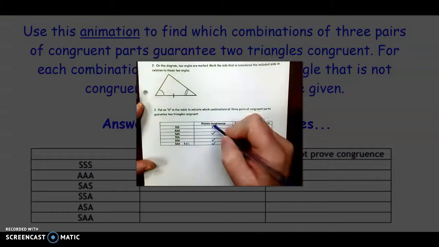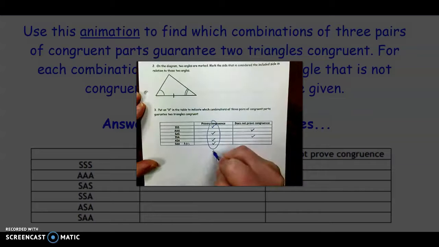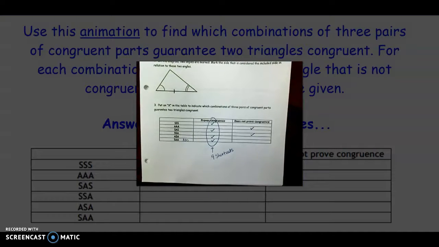So these are our first 4 shortcuts for proving that triangles are congruent. We're going to learn a 5th one tomorrow, and that's all that there are. There are 5 shortcuts for proving triangles are congruent.